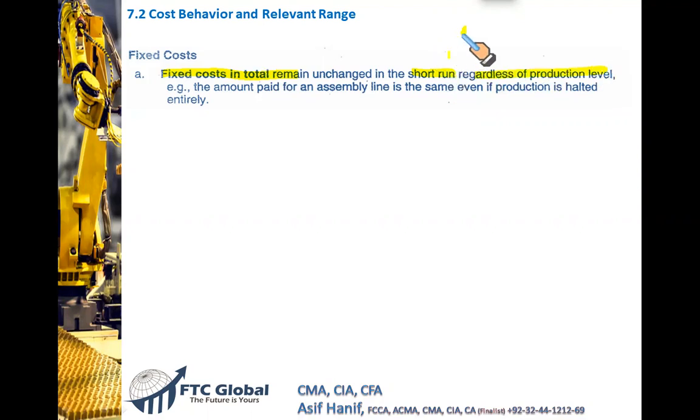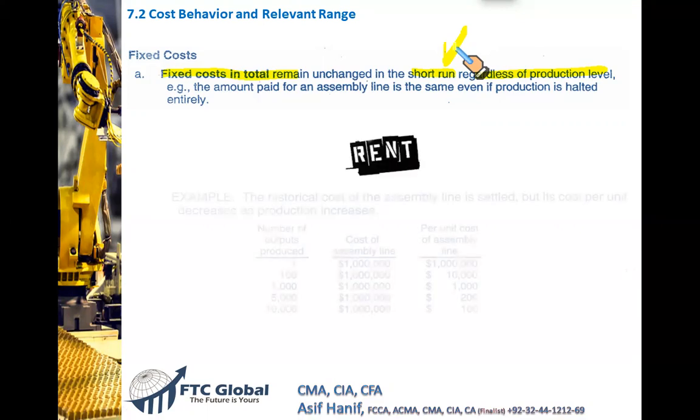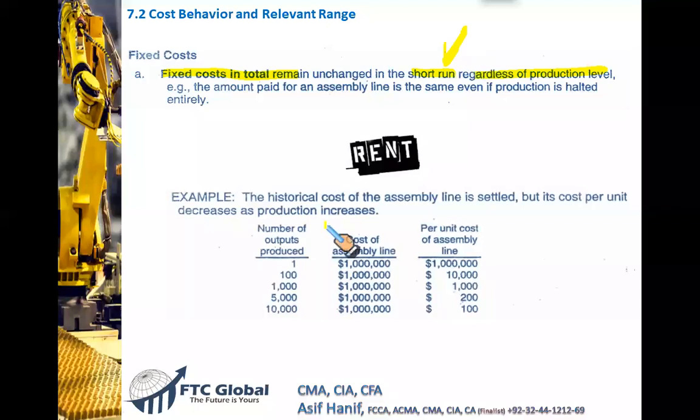But this will happen only in the short run. But in the longer run, things change, right? Your productive capacity changes, the contract with your trade union changes, and things may change in the future. So let us see how rent behaves on per unit basis and in total. Now, historical cost of assembly line is settled. It is 1 million per month, but its cost per unit decreases as production increases.